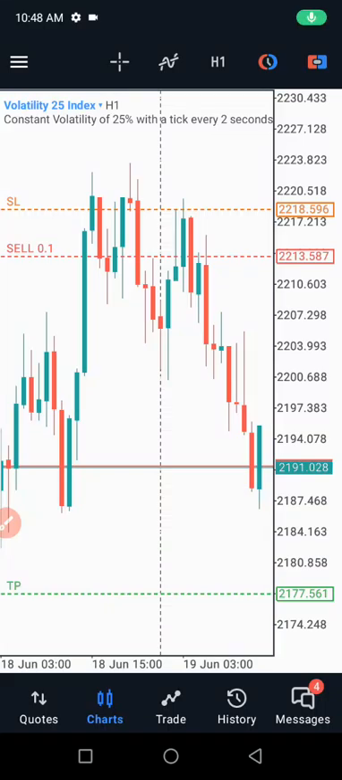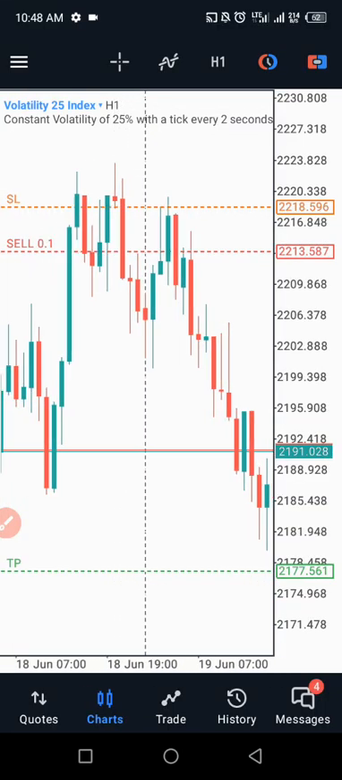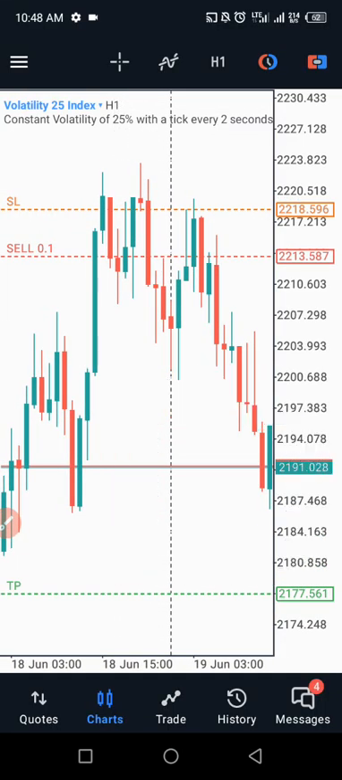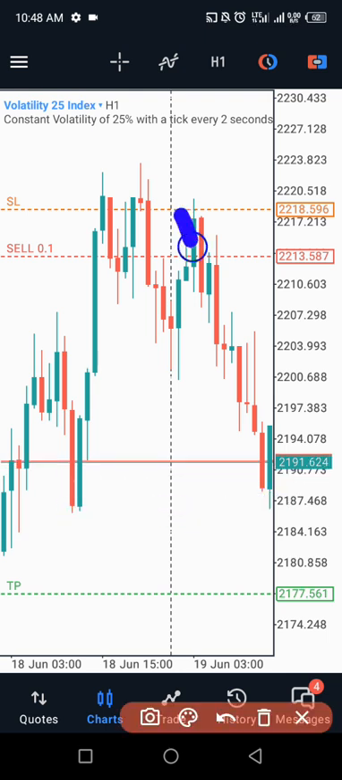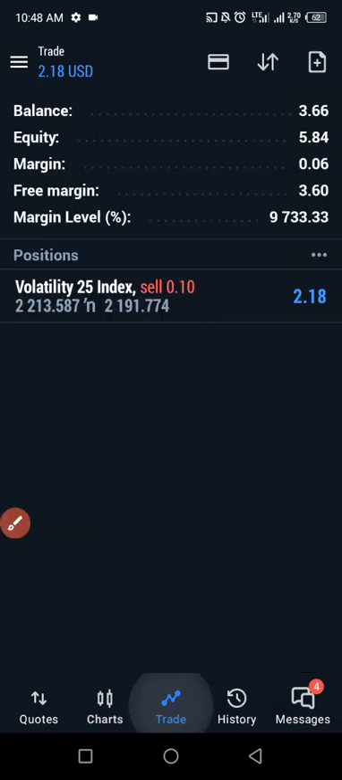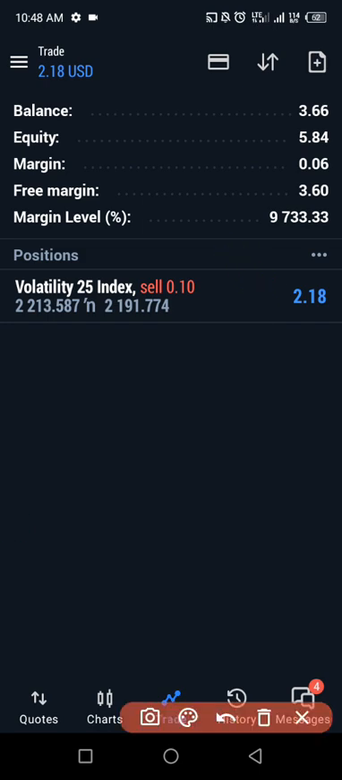So guys, before we make use of this strategy, we want to first of all see a break of structure downwards to the downside. That's if we are going to be taking a sell, and that is what the market actually did for us, and that is why you can see that we are able to enter this trade.